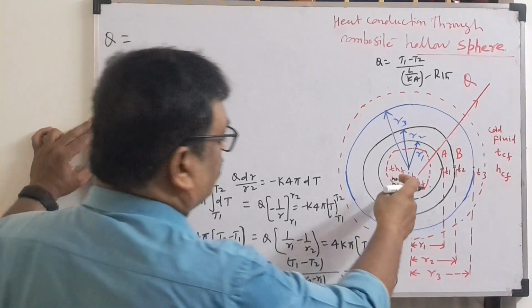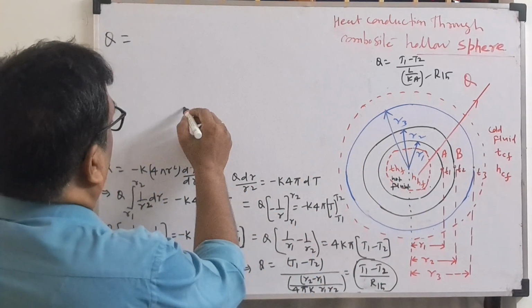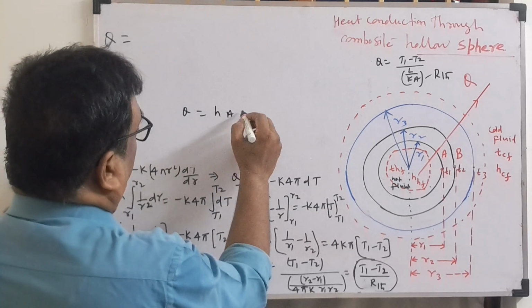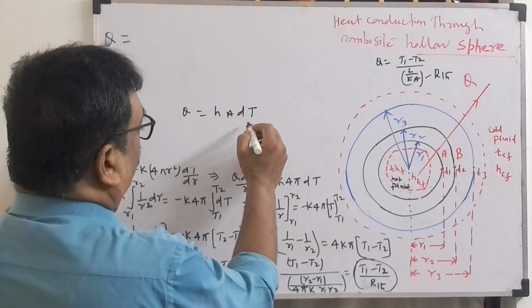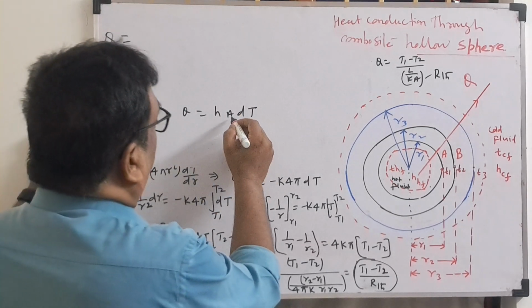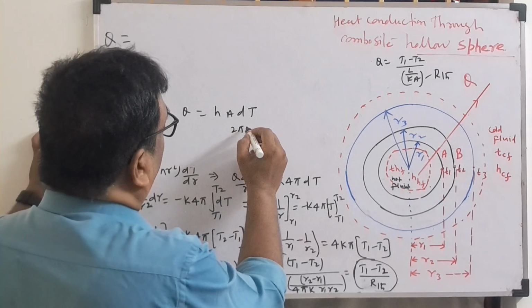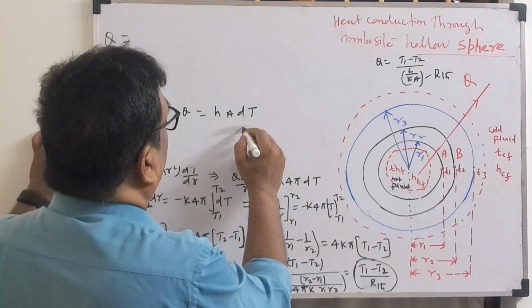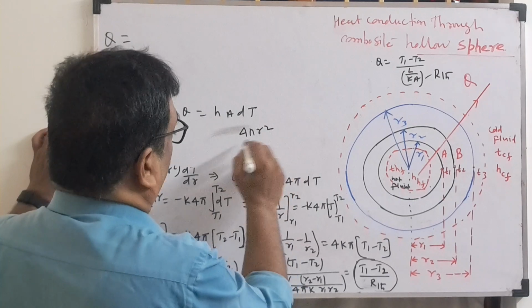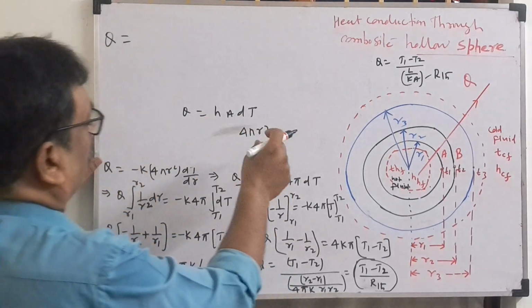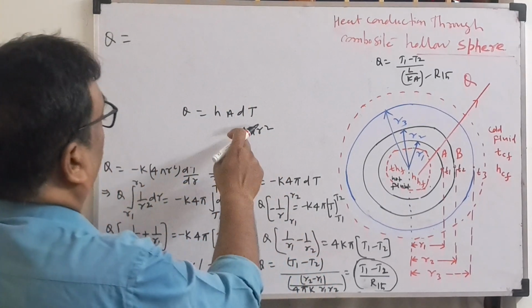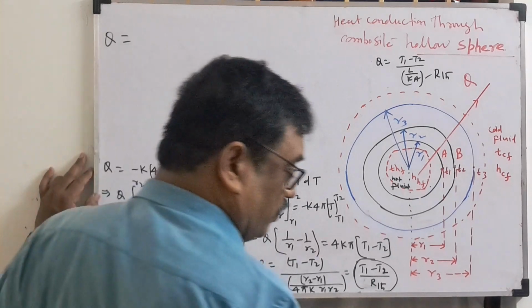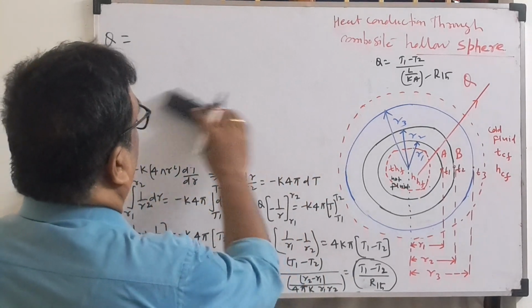So what is the conduction heat transfer here? Already you know conduction is nothing but kA dT. So A will be what here? 4 pi r square. So what will be the thermal resistance for this? So directly I will write here the thermal resistance for this.